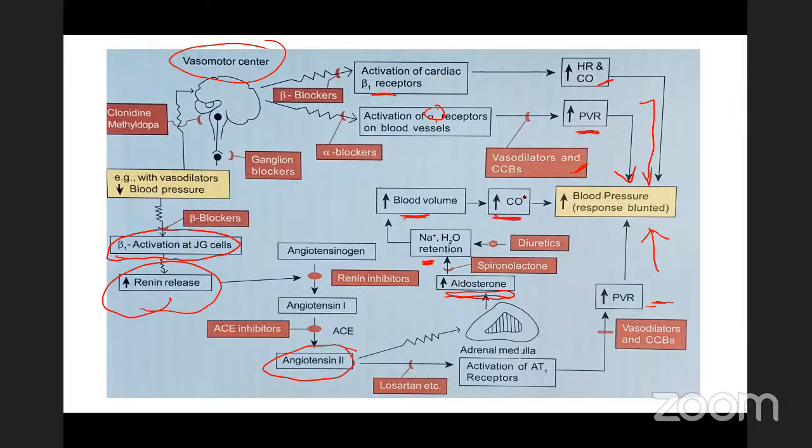So you have to remember, any factor which leads to increased cardiac contractility, which increases the heart rate, which increases the cardiac output, ultimately gives rise to increased BP. Any factor which causes increased blood volume also contributes to an increase in cardiac output and BP, and increased peripheral vascular resistance also contributes to blood pressure.